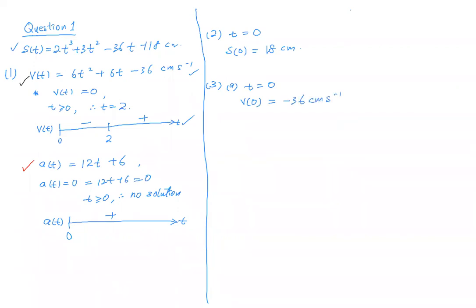All right, then you interpret. If they ask you to interpret, you say the particle is moving to the left with the speed of 36 cm per second. Okay, part B. Same thing, using your graphic calculator. V4. Okay, can you tell me what is V4? Someone, please key into your calculator and get the answer straight away.